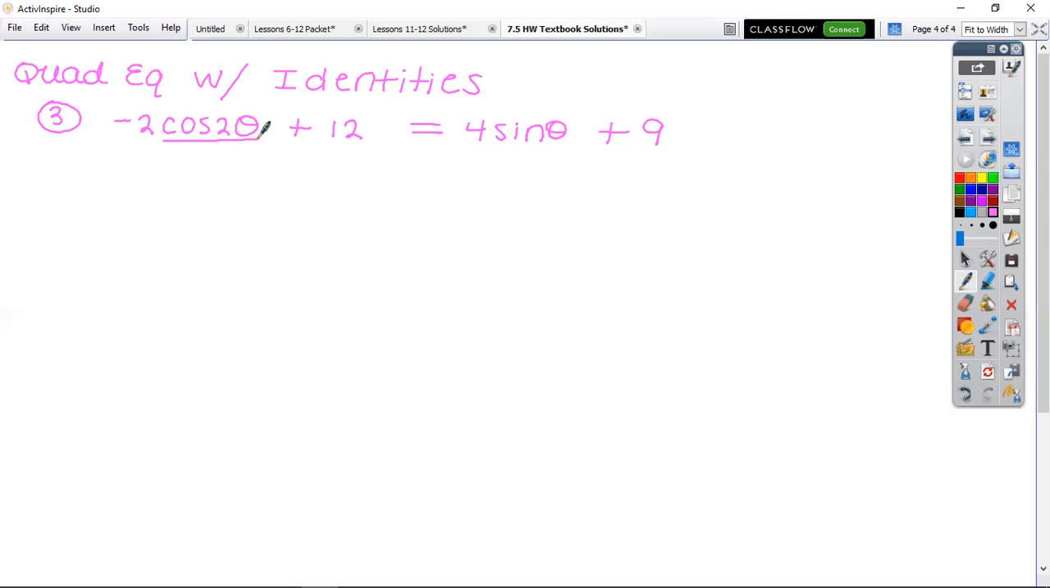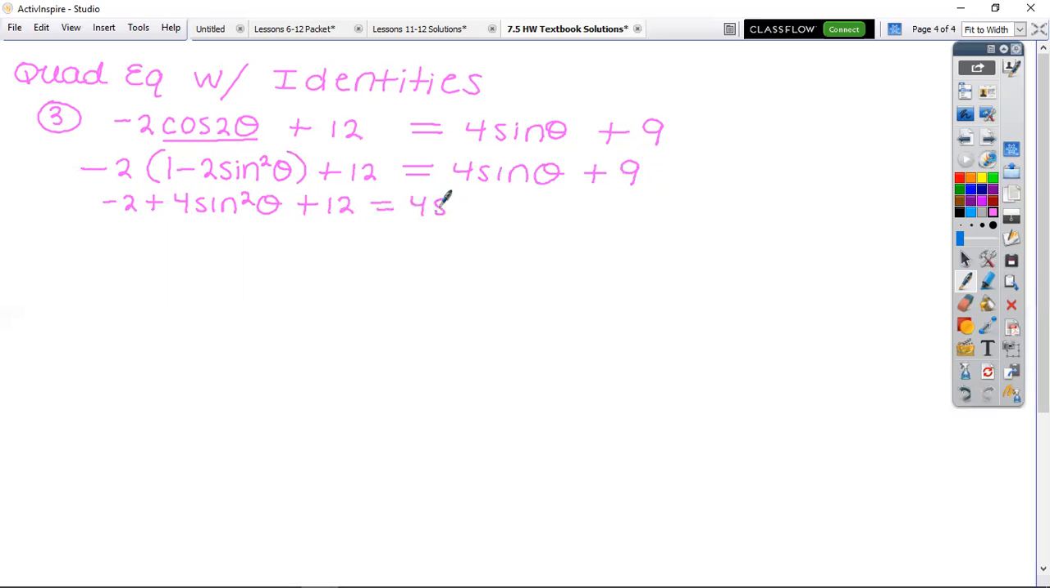So we're going to go 1 minus 2 sine squared theta. And then you're going to be able to solve normally, but we changed it in terms of sine because that's what we were given on the right-hand side to work with. So now you're going to distribute. That's the hardest part. So I do -2 plus 4 multiplied by sine squared theta plus 12 equal to 4 sine theta plus 9.